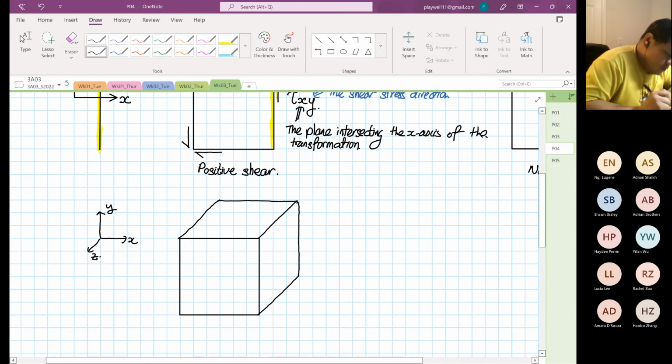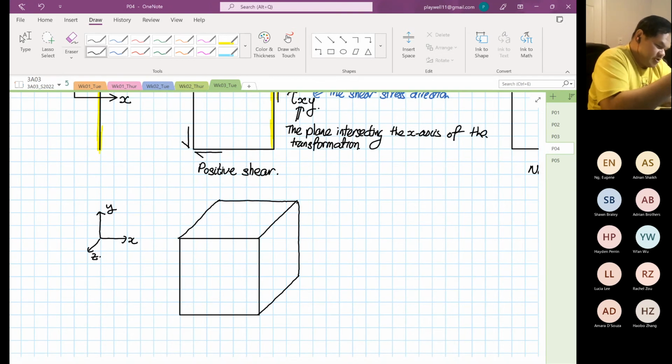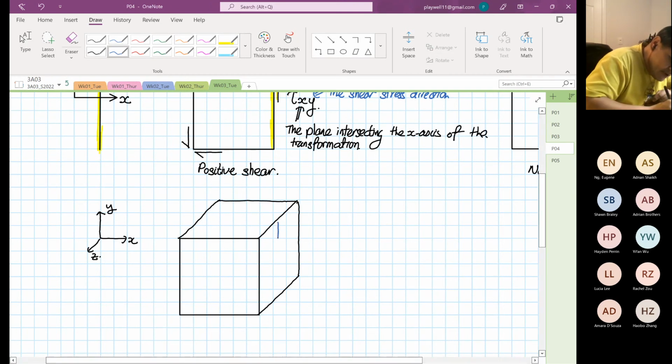Right? So we are going to sketch. You will have 6 shear stresses, 6 directions. So I'm going to do the first one. Based on the intersecting plane, this surface will intersect the x axis, and it's in the y direction, right? And then this will be shear yx.